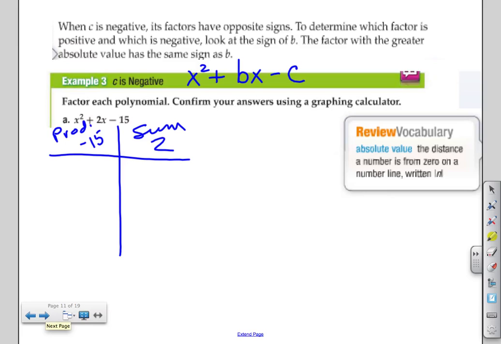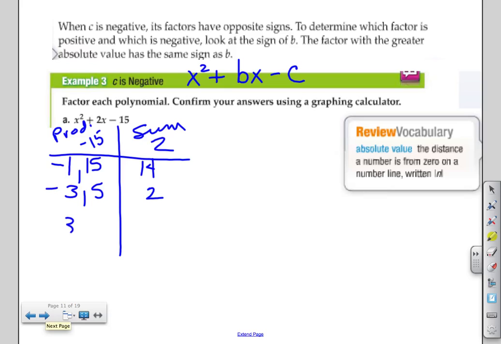Okay, so product of -15 means I'm going to have a negative and a positive to make a negative answer, correct? So I'm going to have -1 and positive 15. That makes a -15. What's -1 plus 15? 14. So that's not our solution. Then let's try, what other do we have? 3 and 5. Let's make that -3 times 5. -3 times 5 is -15, and -3 plus 5 is 2.